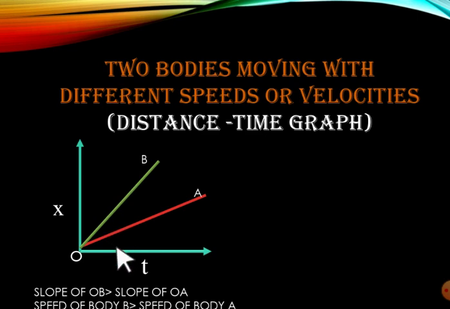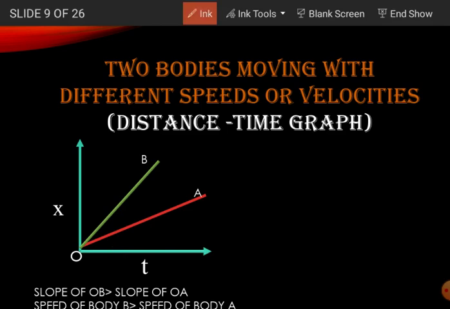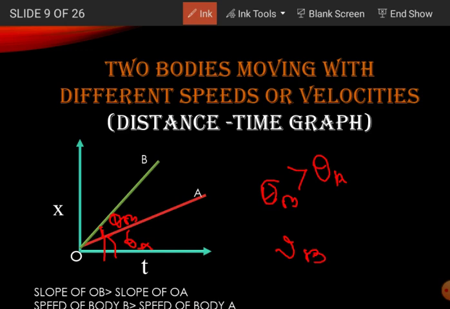So the angle theta formed by A is less than the angle theta for B, right? As theta B is greater than theta A, naturally the speed of body B will be greater than the speed of body A, right? Got it? So more slope means more angle formed by the graph with the x-axis. If this is more, then the speed of the object will be more. In our case, object B has more speed than object A. It is also given here, okay?